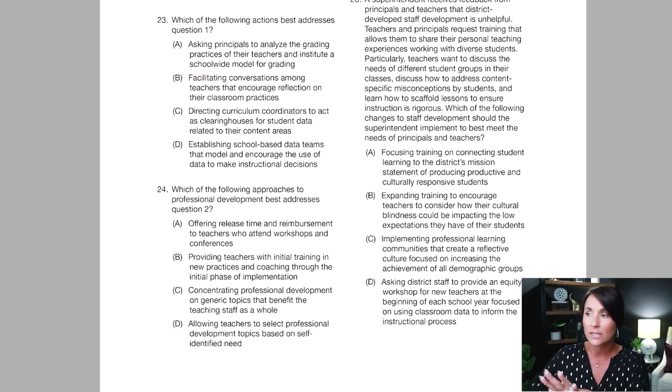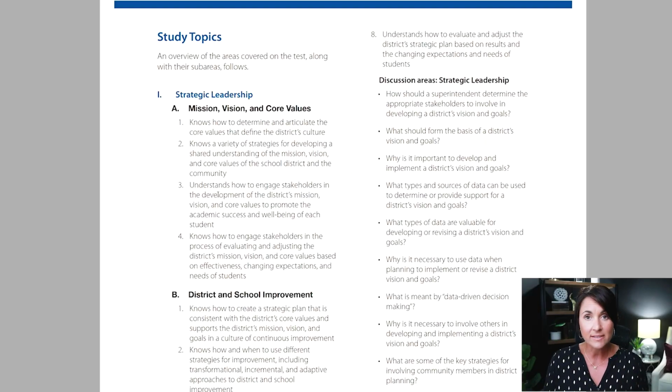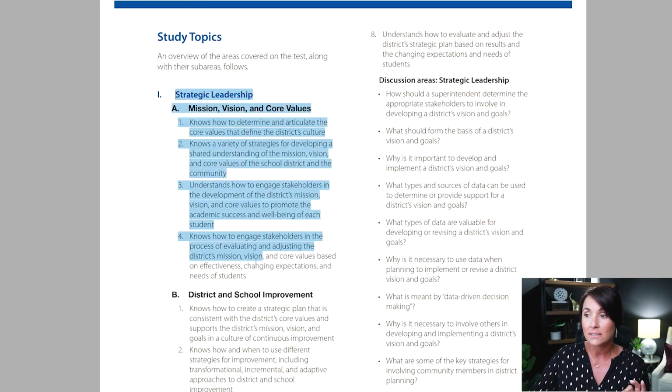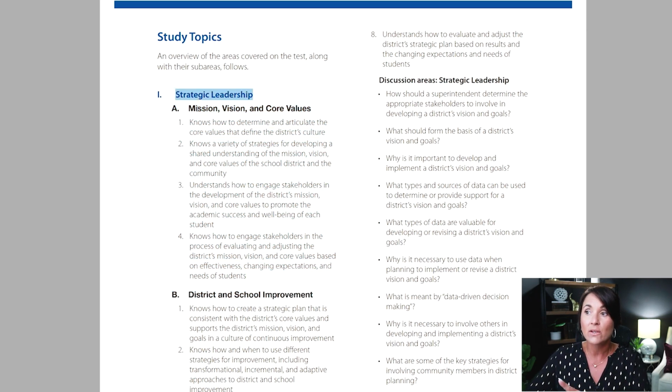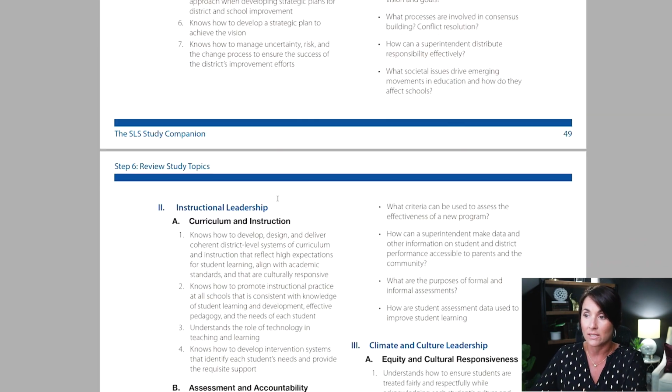Now, the last thing I'm going to talk about in terms of the test specifications is down here. You're going to want to look over these practice test questions, and we're going to go through a few of them today, all right? But one of the things that I think is even better than the practice test questions is this right here. The study topics at the end. I'm telling you, most people don't even look at this. I love this part of the spec because they have it broken up by content category and by sub-content category. So you've got strategic leadership, and then you have the subsections: mission, vision, core values, district, school improvement, and on down. You can see that.